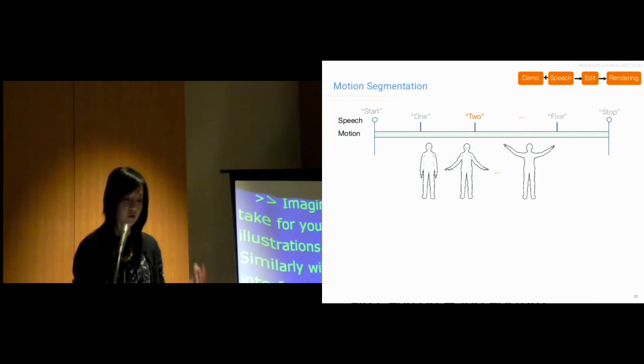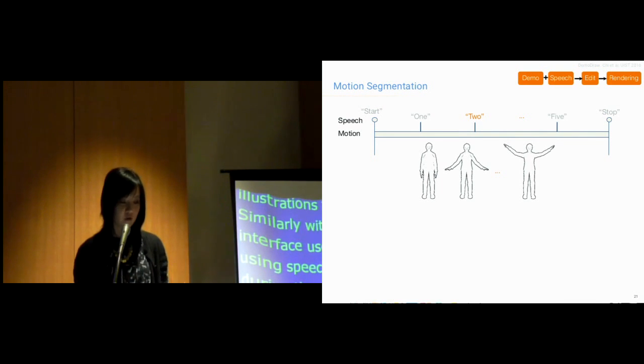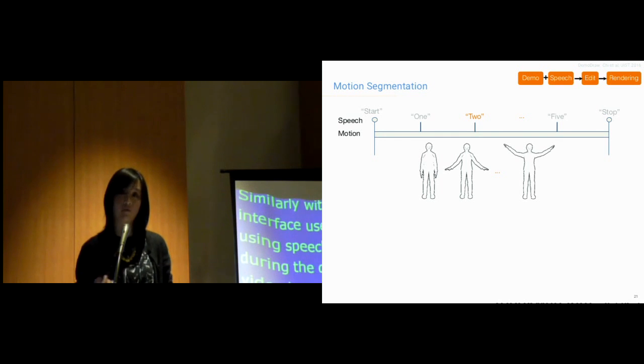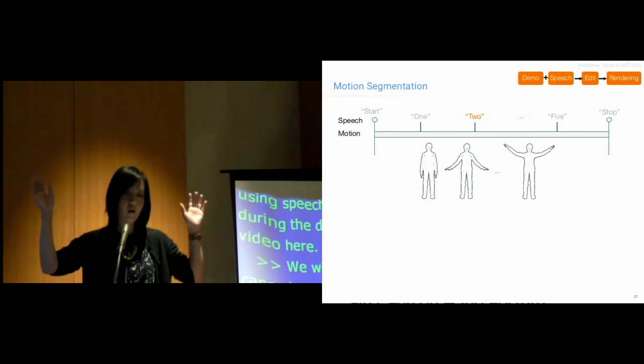Now, given the motion recording and a list of speech labels, our goal is to segment the motion and find the salient joints to visualize. Here, for example, the left and right hands are our targets.